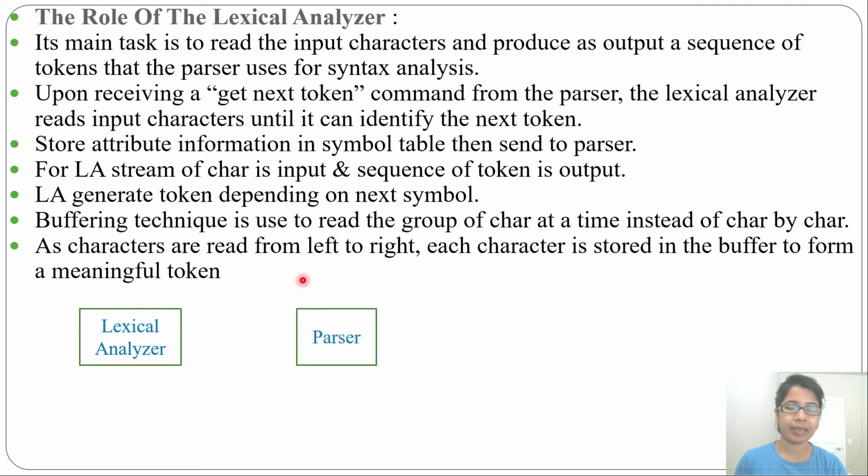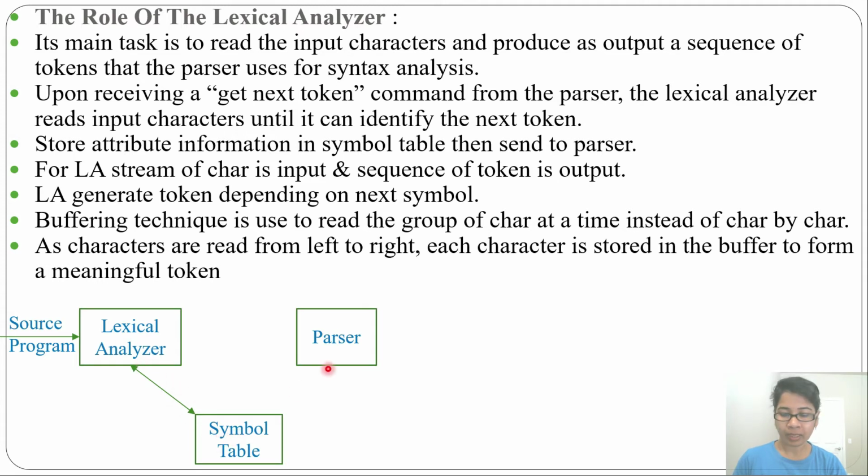Let's see how the function is going on. There is a lexical analyzer, there is a parser and a symbol table. For the lexical analyzer, input will be the source program and the lexical analyzer will create the symbol table. Lexical analyzer is the first phase that interacts with the symbol table. It will create the symbol table and store data into it. And the parser is also connected with the symbol table. Then the parser will give the command like get next token. After getting the get next token command from the parser, lexical analyzer will generate the token.